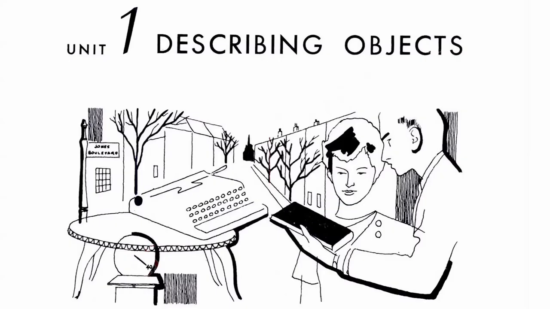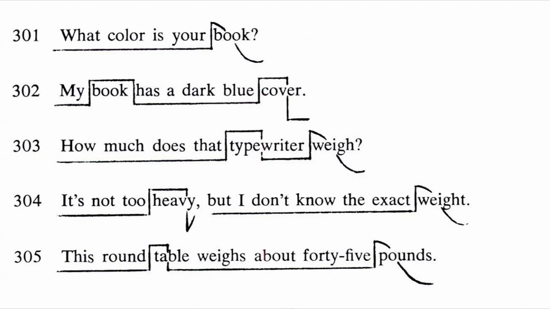Describing objects. What color is your book? My book has a dark blue cover. How much does that typewriter weigh? It's not too heavy, but I don't know the exact weight. This round table weighs about 45 pounds.